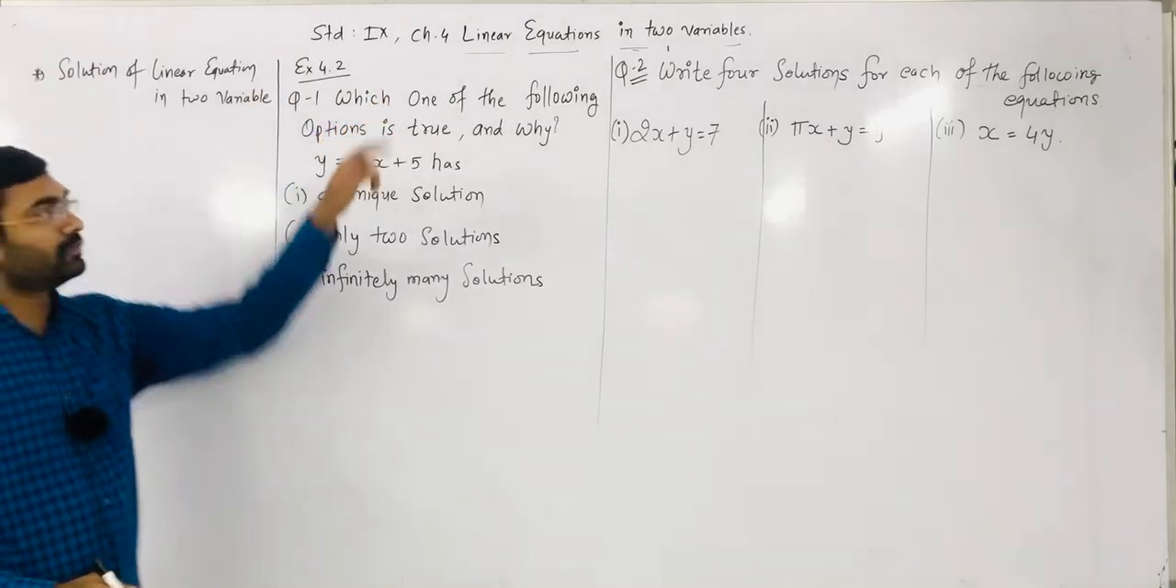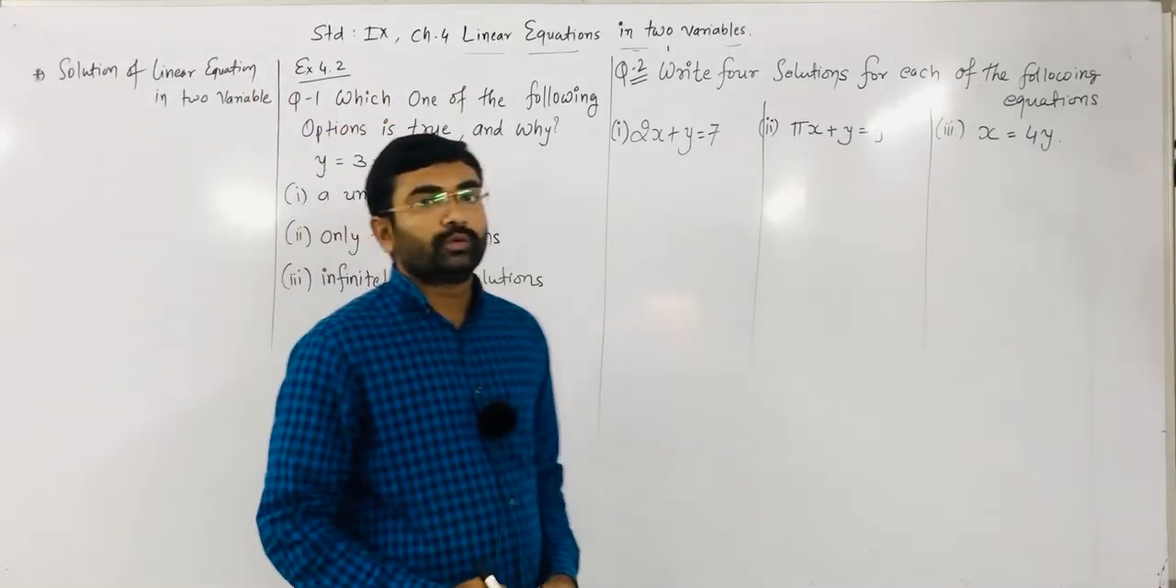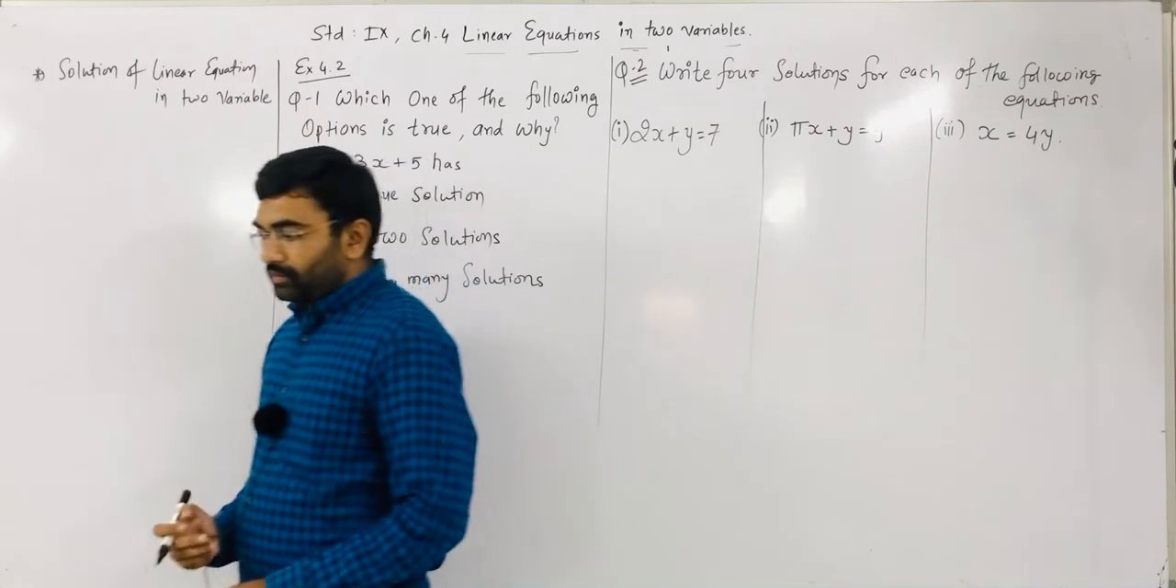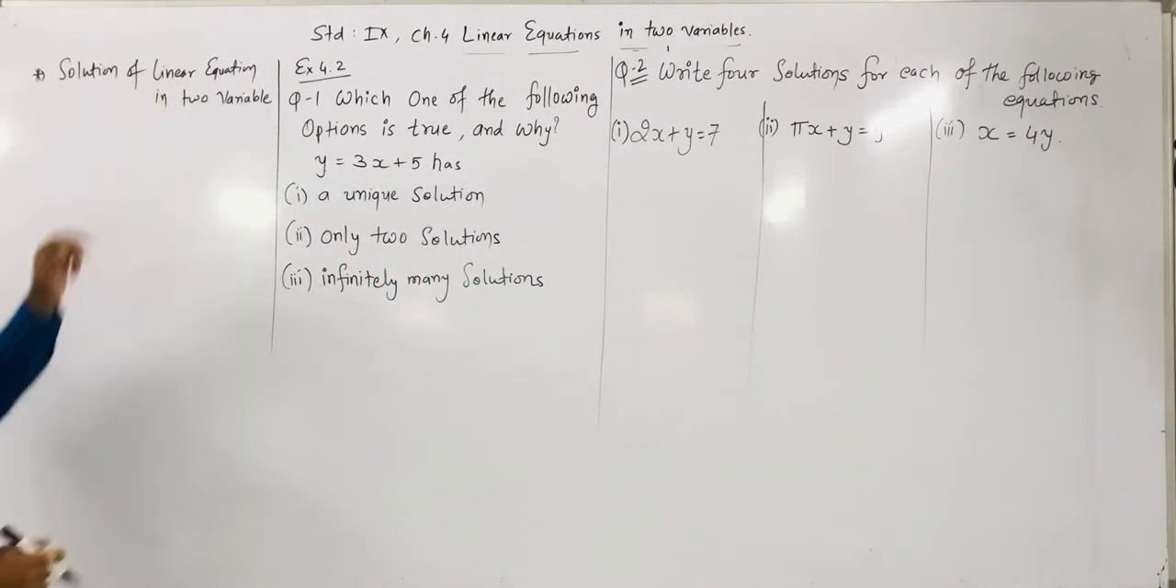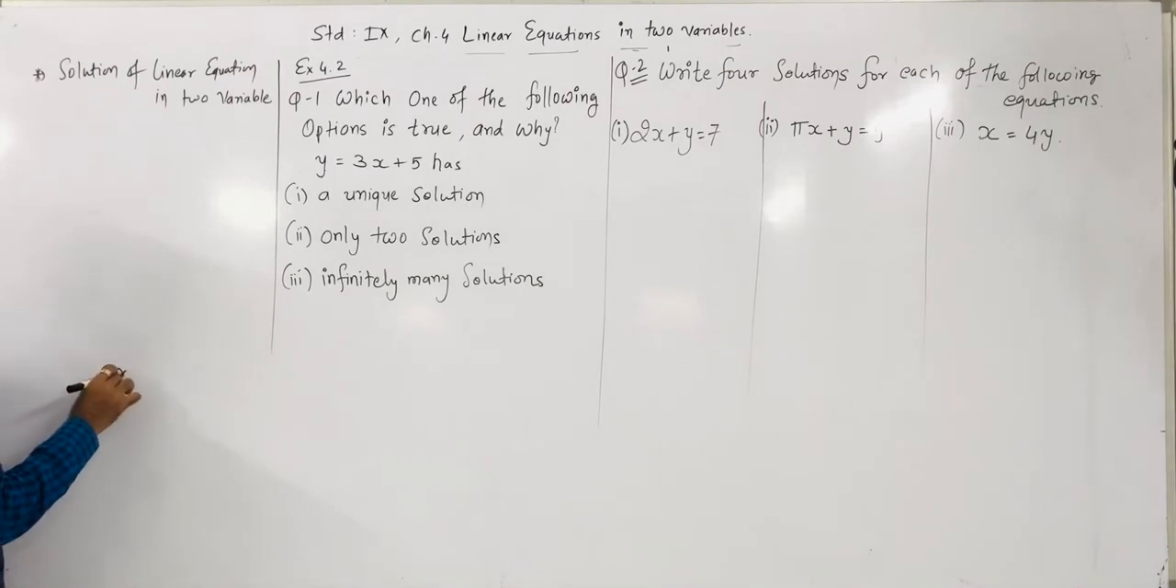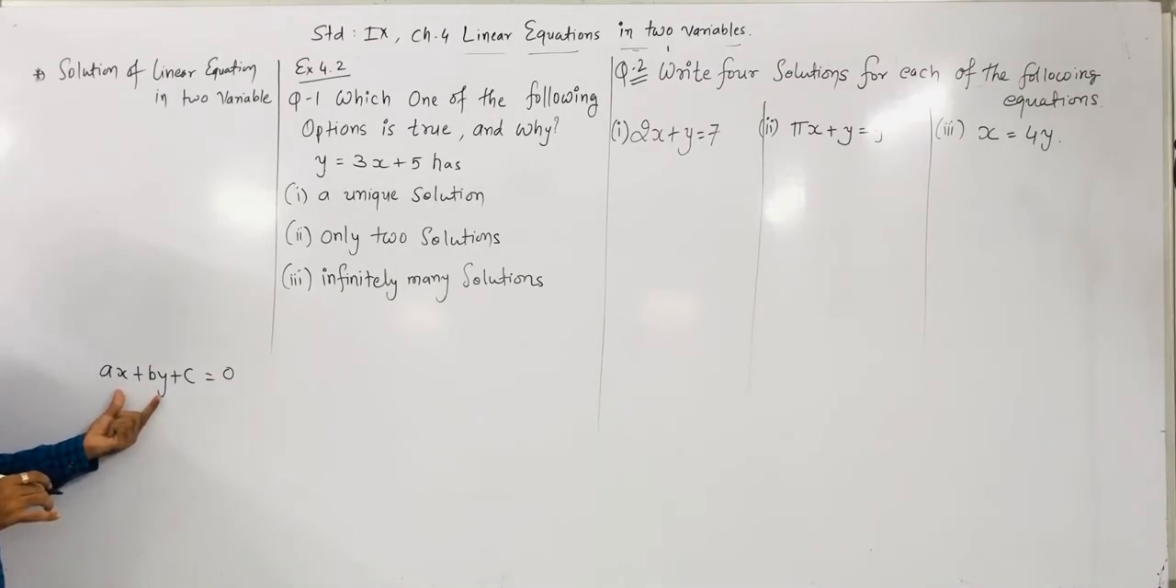Standard 9, chapter number 4, linear equation in two variables. In our previous period, we defined the linear equation in two variables, whose general form is ax + by + c = 0, where the two variables are x and y, and its degree is 1, then it is a linear equation. And in exercise 4.1, the previous exercise, we defined the a, b, and c values.